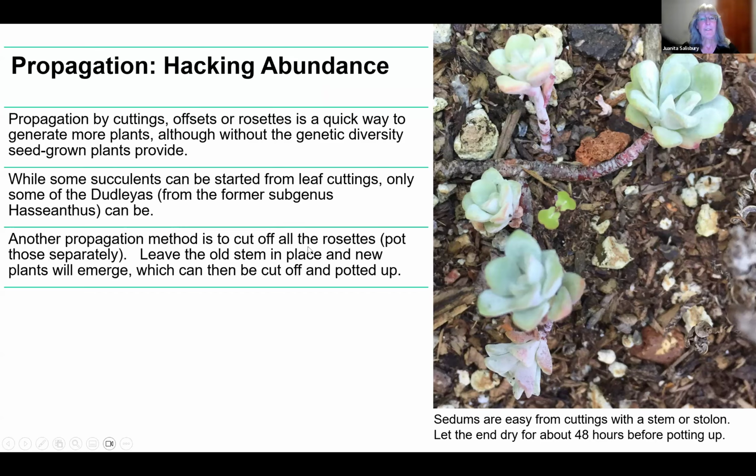Another propagation method is to cut off all the rosettes and pot them up separately, leaving the old stem in place, and the new plant will emerge, and then those can be cut off and potted up. Like a sedum, for example, you have these long stems here that you can cut, let the plant dry for a couple of days, and then pot it up, and you'll get more. So super easy to propagate succulents.